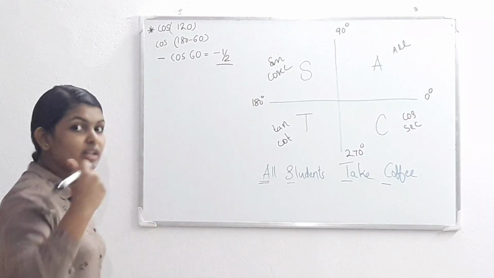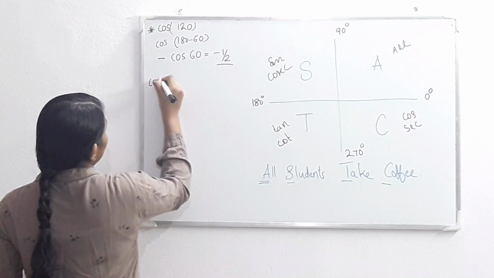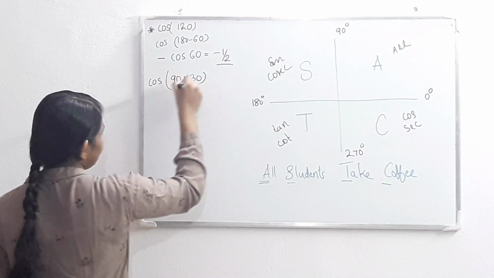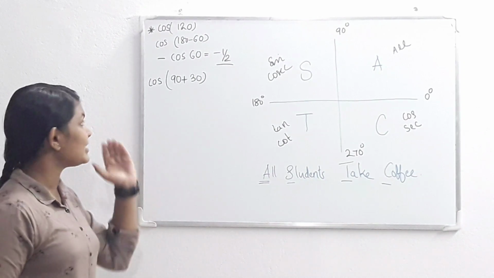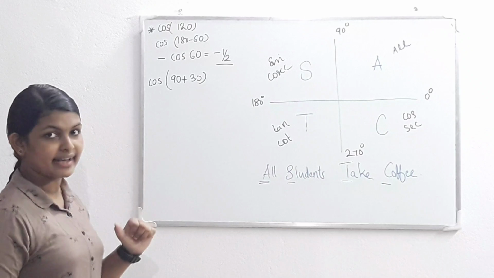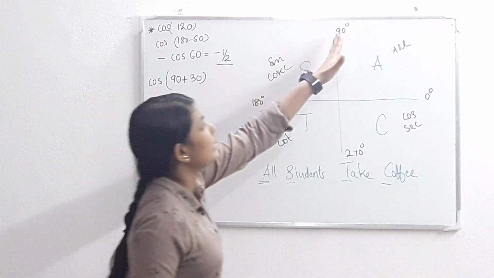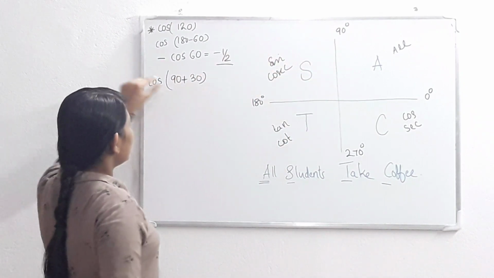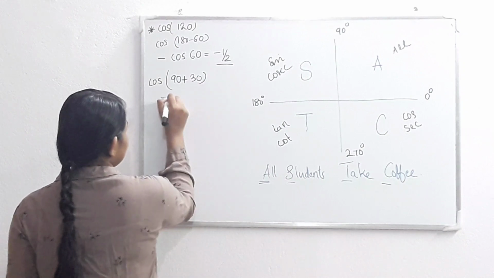This can be done in another way also. This 120 can also be written as 90 plus 30. First of all we have to find the quadrant in which that angle lies. So 90 plus theta will lie in which quadrant? 90 plus theta will again lie in the second quadrant. And in the second quadrant cos is negative. So we have to again give a negative sign.